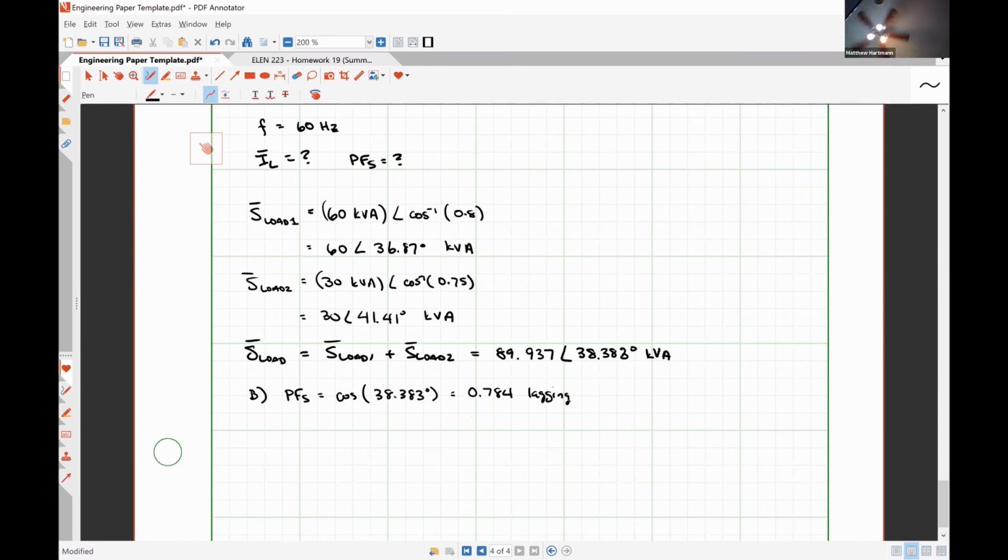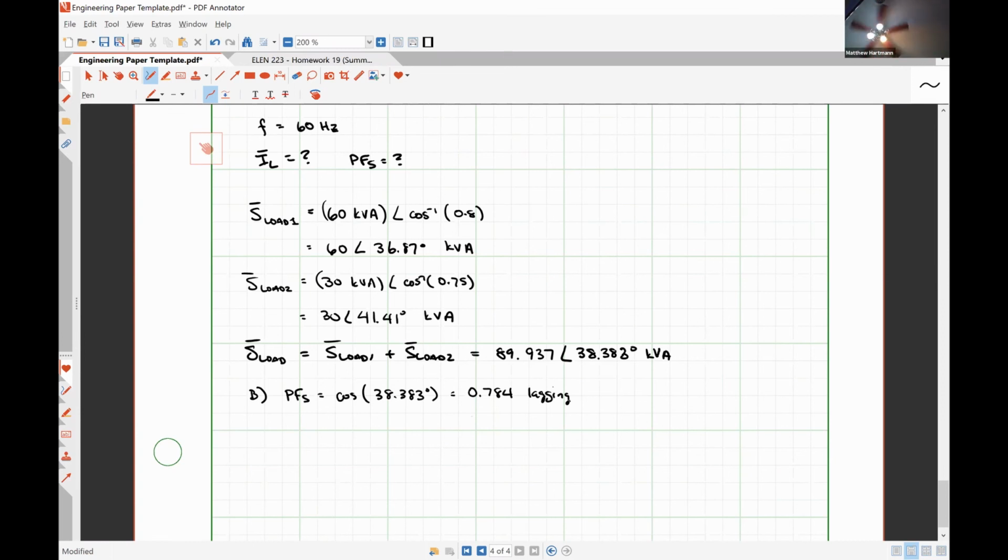All right. So power factor, pretty straightforward there. And the beautiful thing about determining the power factor is it doesn't matter if you have three-phase powers or one-phase powers because it's a ratio. So it's the same either way.